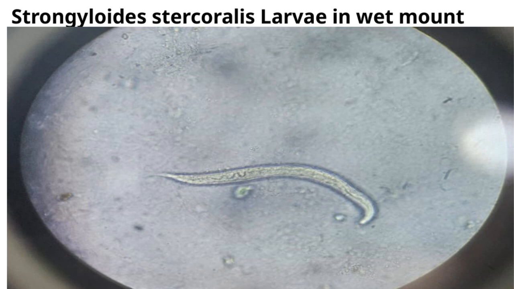They are usually around 150 to 380 micrometers long and have a pointed tail. Recognizing these features helps distinguish Strongyloides larvae from other parasitic larvae. This slide highlights the importance of microscopy in parasitology, especially for detecting live larvae directly from stool samples. Identifying these larvae accurately is key for diagnosing strongyloidiasis and initiating appropriate treatment.